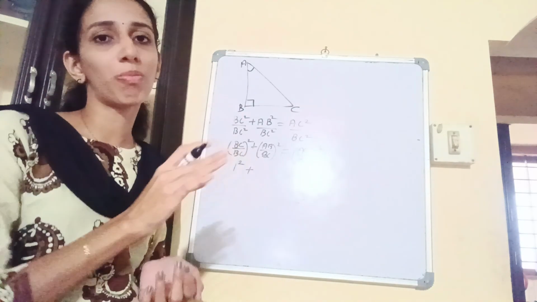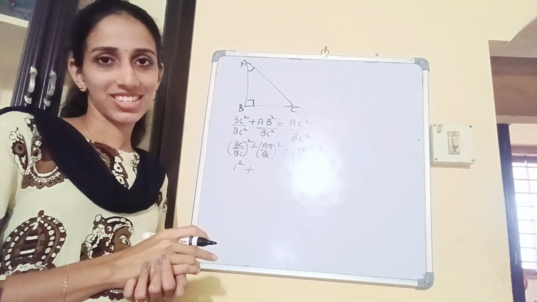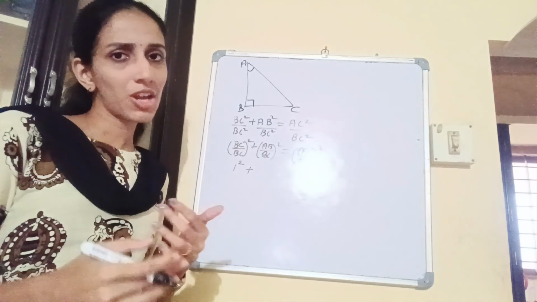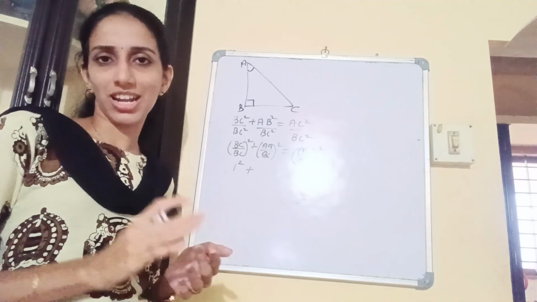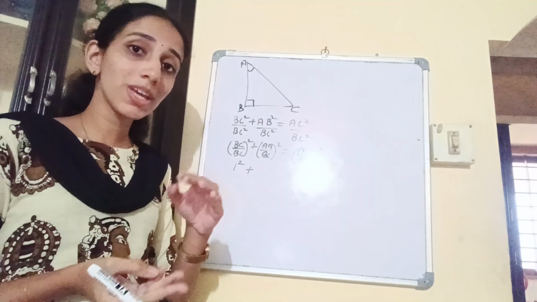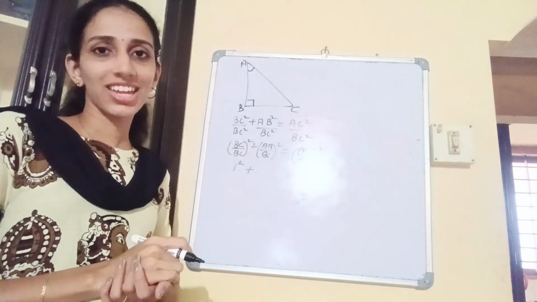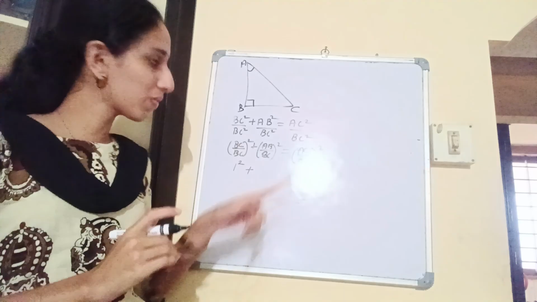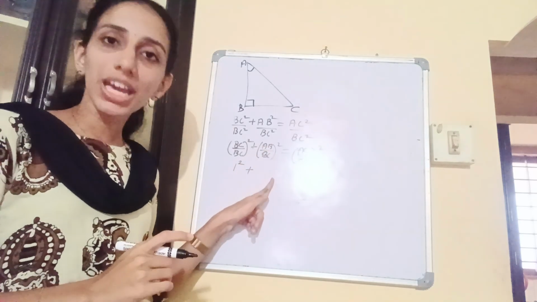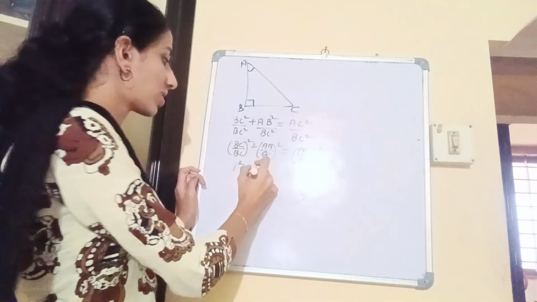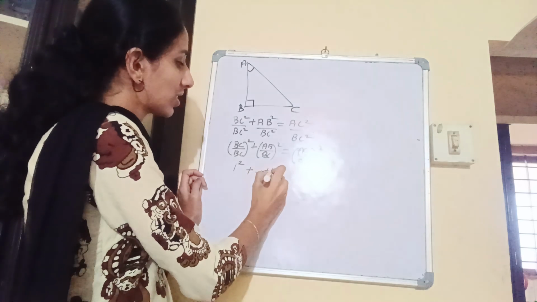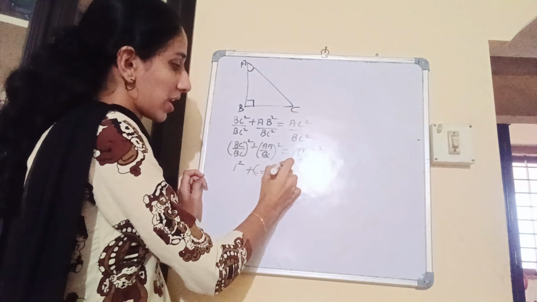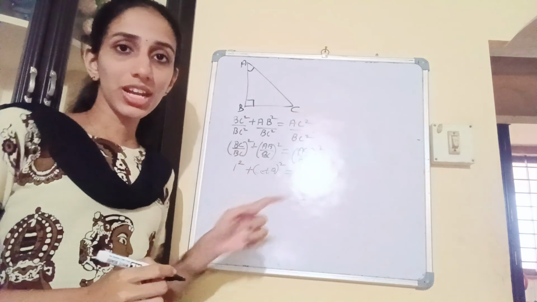Adjacent side by opposite side. Yes. We are already familiar with opposite side by adjacent side. That is tan. Then what will be its reciprocal? Its reciprocal is cot. So we can rewrite AB by BC as cot A. Cot A whole square equal to the next one.